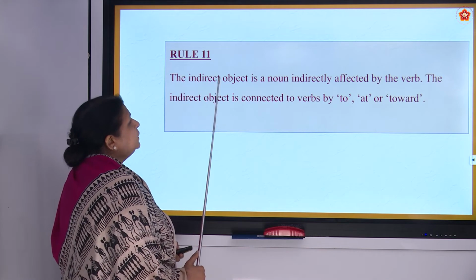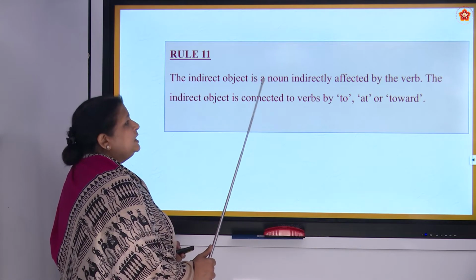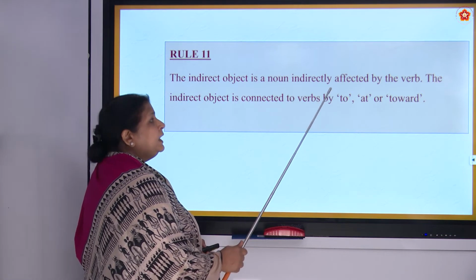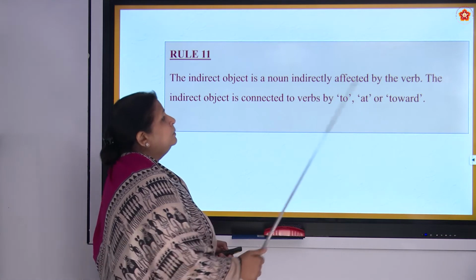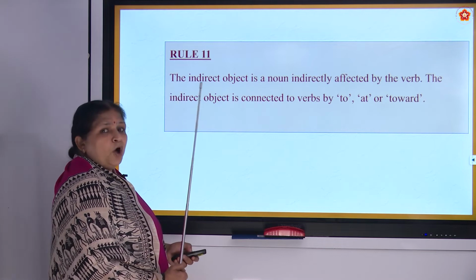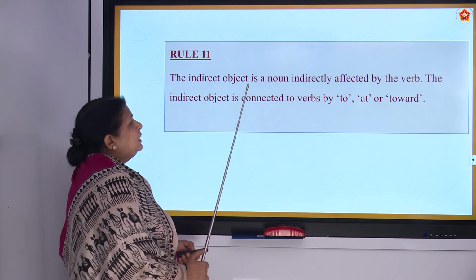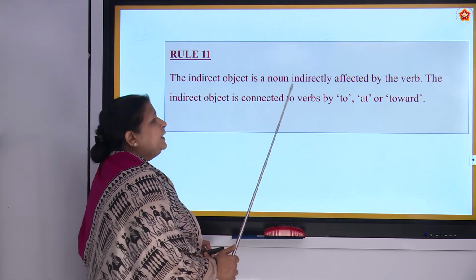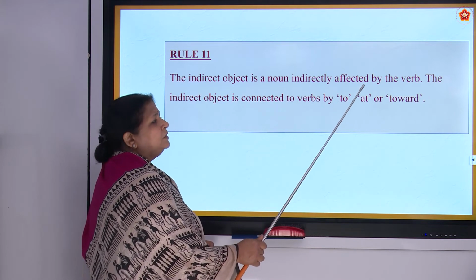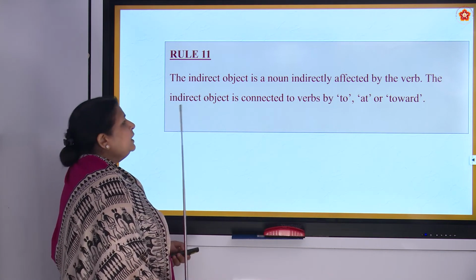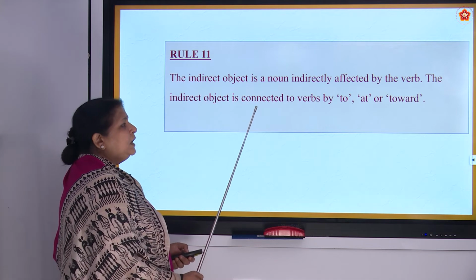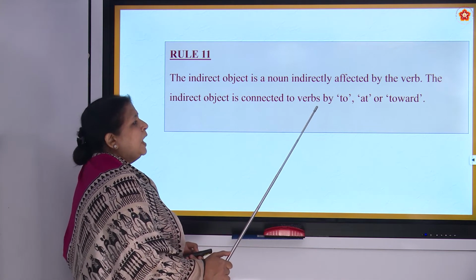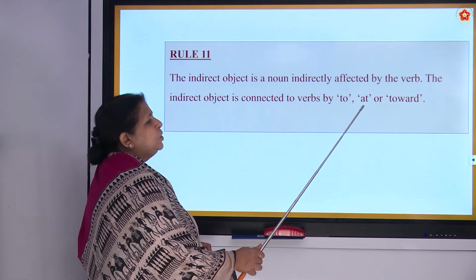The indirect object is a noun indirectly affected by the verb. The indirect object is connected to verbs by to, at or toward.